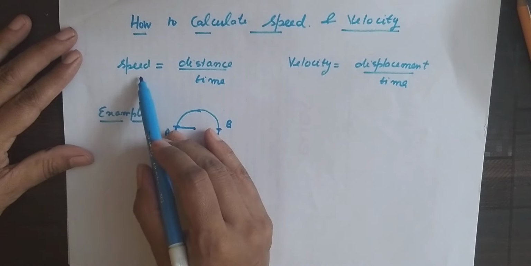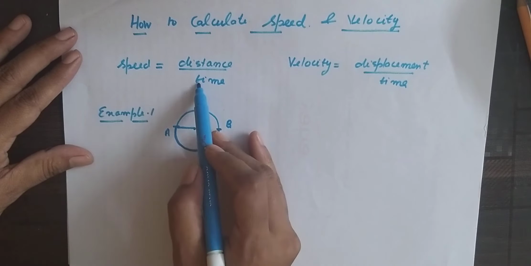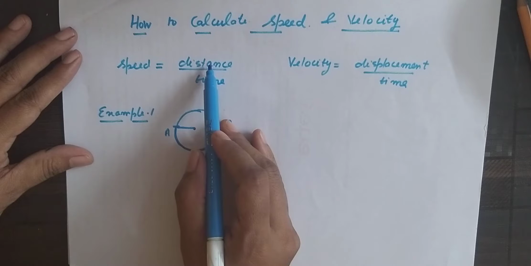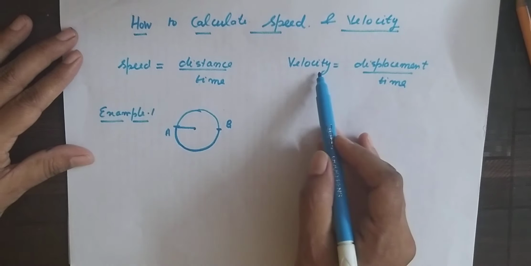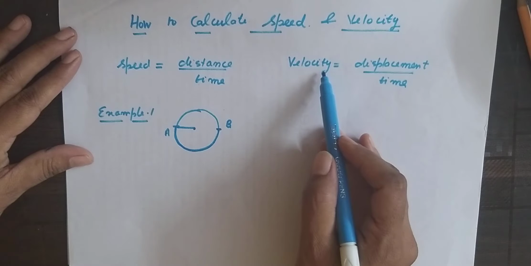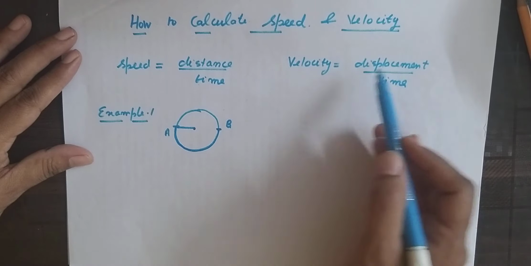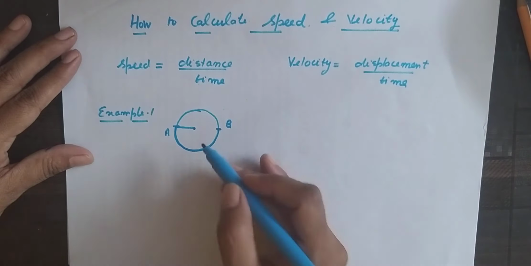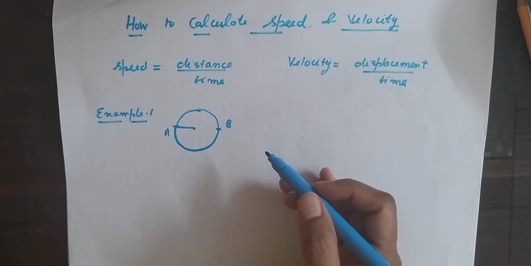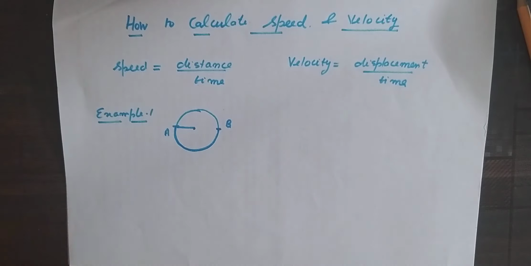So the formula for speed is distance upon time, that means the distance traveled by an object in unit time is known as speed. And similarly, we can write the formula for velocity as well. Displacement in unit time is known as velocity. Then how to calculate this? Let's understand this with the help of an example.